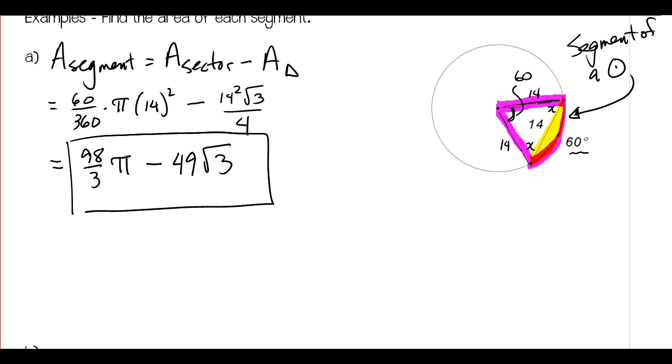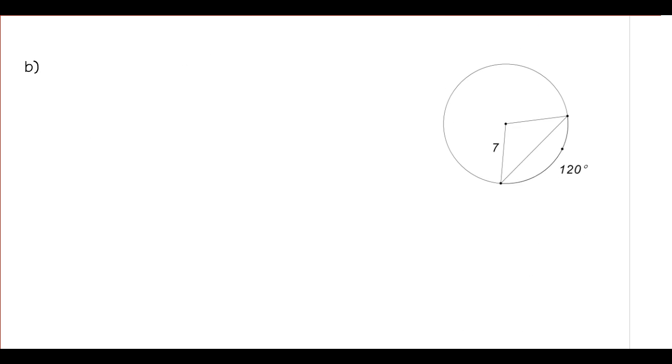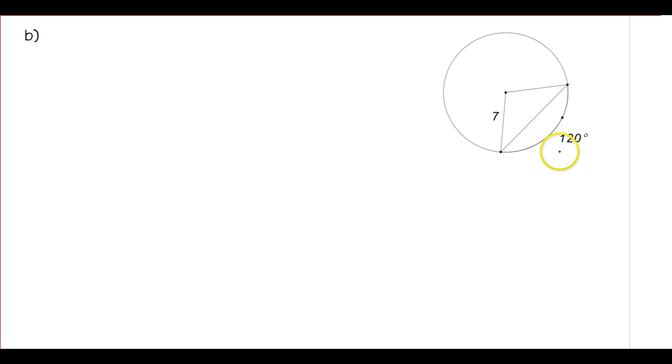All right, so again, make sure that you ask questions when you have them. Let's take a look at the next example. The previous example was nice because the arc that they gave us was 60 and we ended up with an equilateral triangle. This one's a little bit harder.